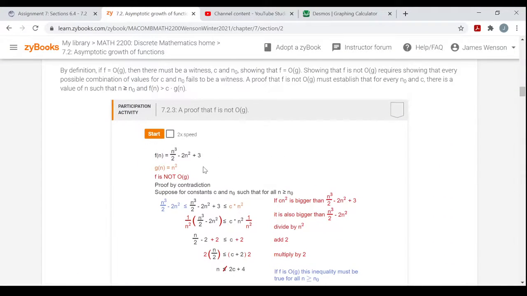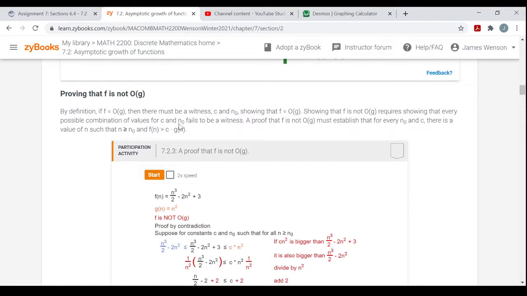All right, and then I'll take you through this example here, and I'll read it out. I have that right here actually. So a proof that f is not O of g must establish that for every positive n0 and c, there is a value of n greater than or equal to n0 where f of n is not smaller than the multiple of g of n, where f of n is bigger than the multiple of g of n.